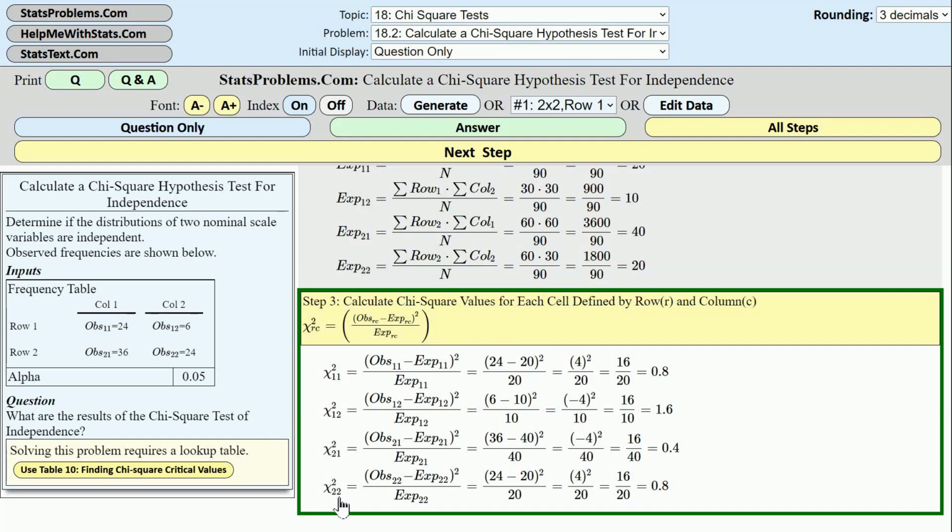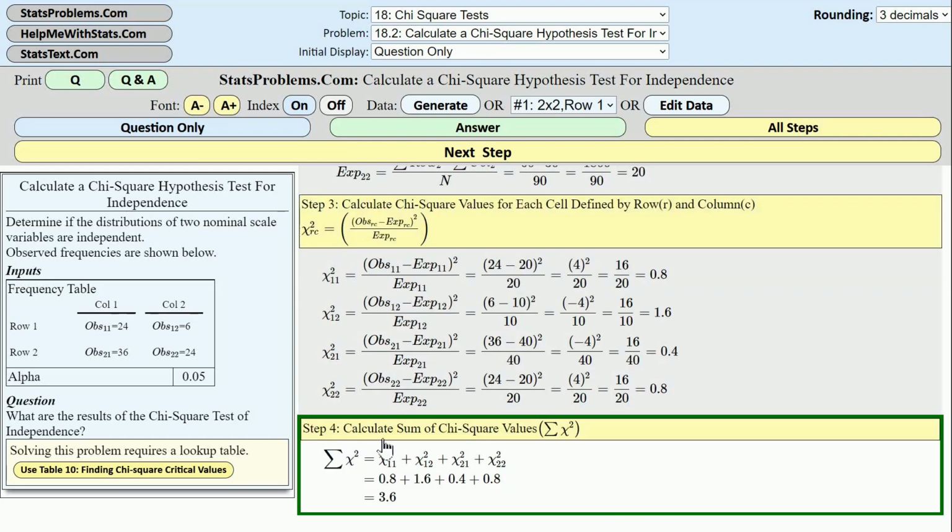For cell 22, the chi-square value is the observed frequency 22 minus the expected frequency 22 squared, divided by the expected frequency 22. In this example, the chi-square value for cell 22 is 24 minus 20 squared divided by 20, which works out to 4 squared divided by 20, which works out to 16 divided by 20, which works out to 0.8. In step 4, we calculate the sum of the chi-square values for all cells.